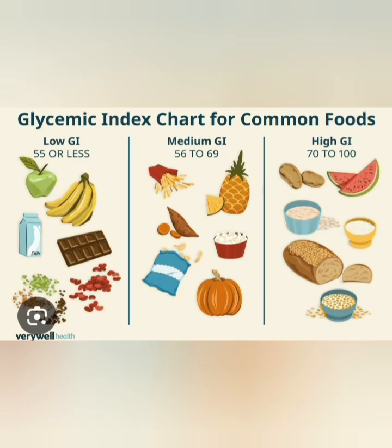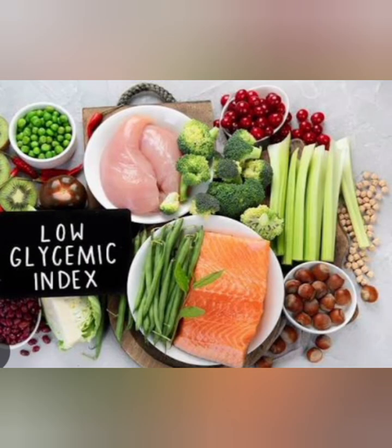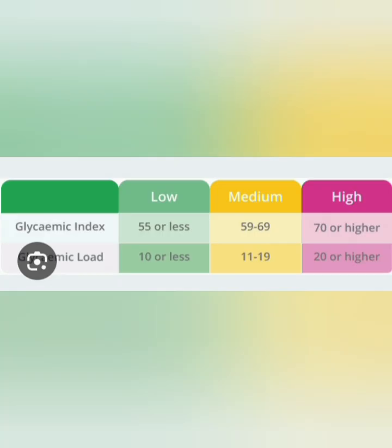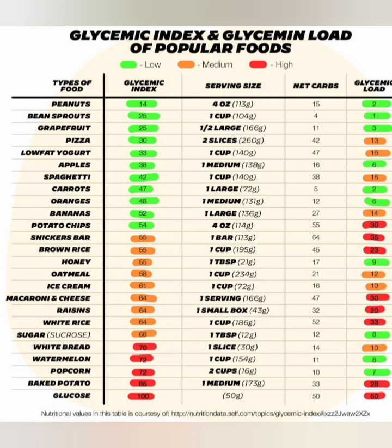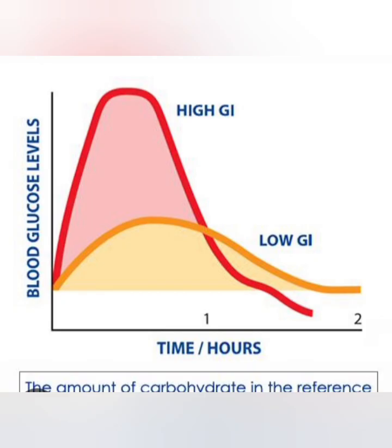Medium GI foods, GI 56 to 69. Grains: whole wheat bread, GI 59, basmati rice, GI 58, couscous, GI 65. Fruits: pineapple, GI 59, grapes, GI 59. Snacks: popcorn, GI 65, granola, GI 61.